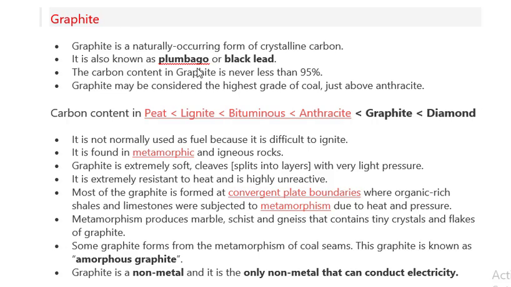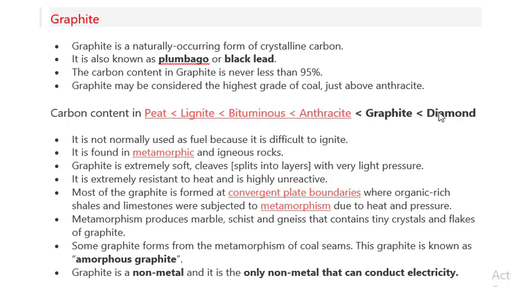Its carbon content is never less than 95%. It is more than 95%. Graphite is considered the highest grade of coal, just above anthracite, and the most pure carbon is diamond. Here is the hierarchy. Coal contains a very low percentage of carbon, whereas diamond has the highest carbon content.